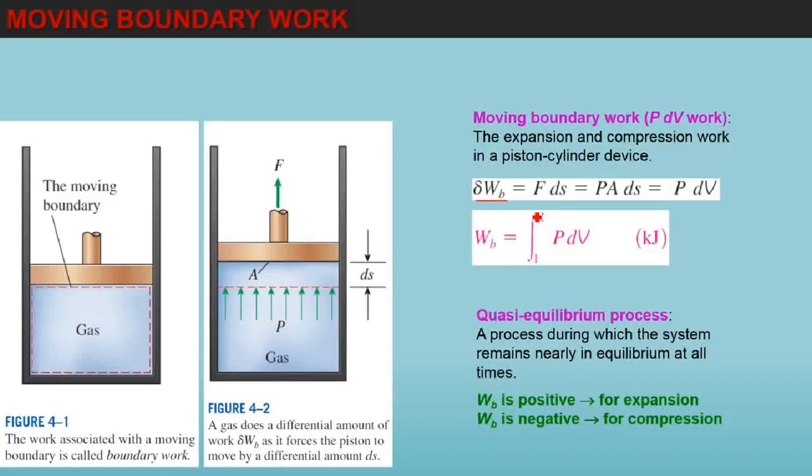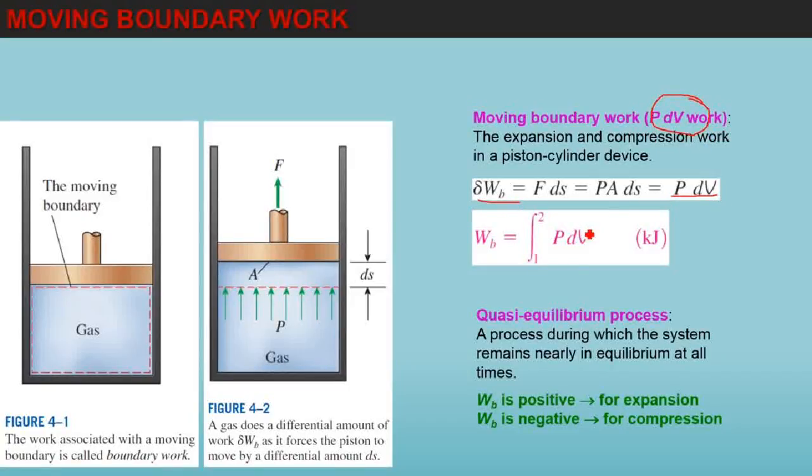Delta WB is equal to force and ds, the distance traveled. So here WB stands for boundary work. Now I told you that F is equal to PA, so we can write this equation. And also you can say that A into ds gives you the change of volume, so we write it as dV. So that is why delta WB can be written as PdV.